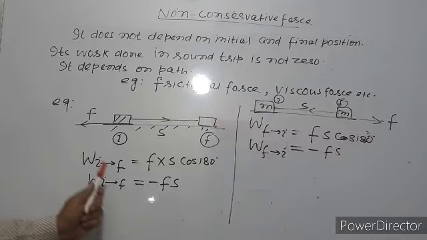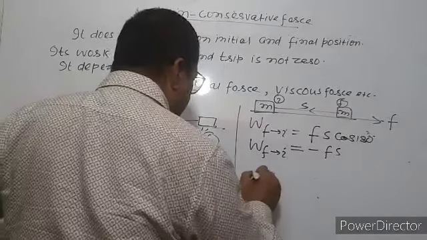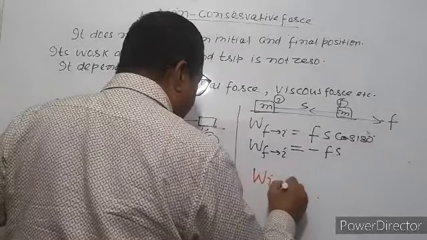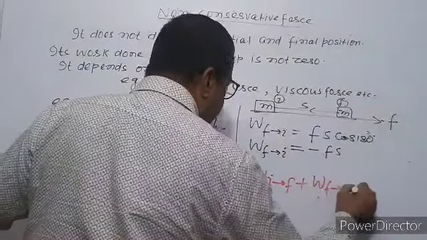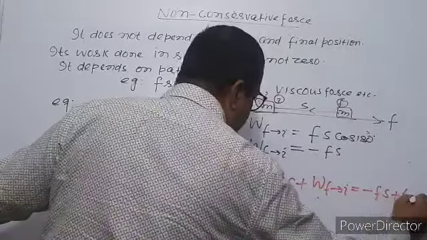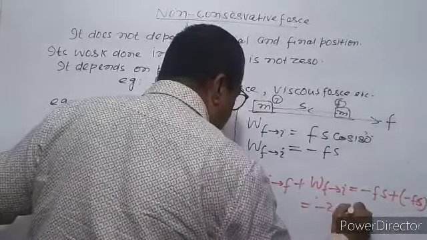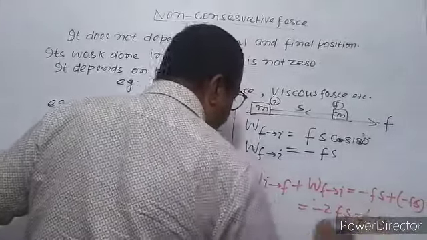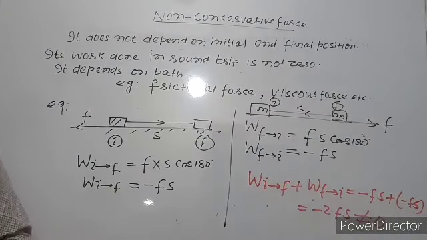So when we add both work done, W I to F plus W F to I is equal to minus Fs plus minus Fs. This is equal to minus 2 Fs. It is not equal to 0. It proves that in non-conservative force, work done in a round trip is not 0.